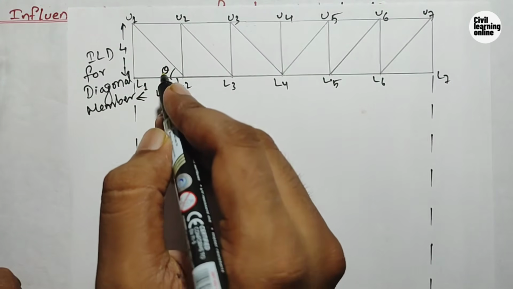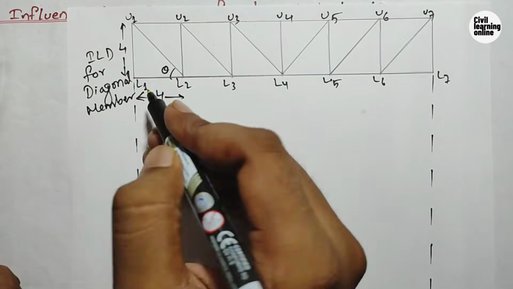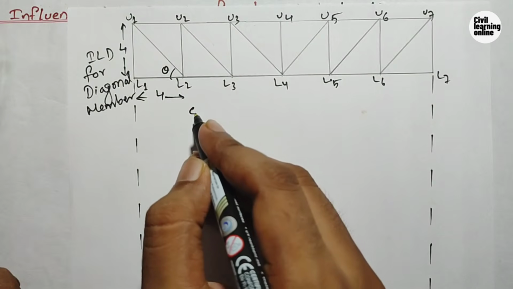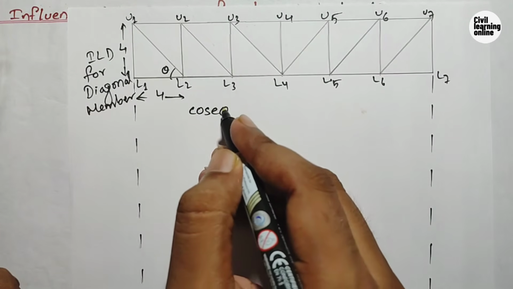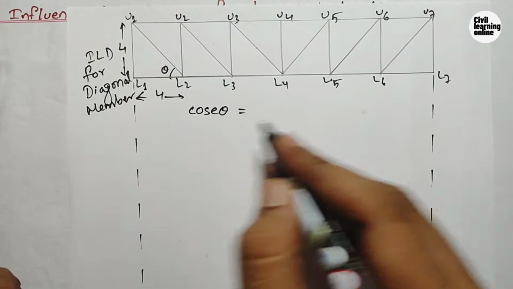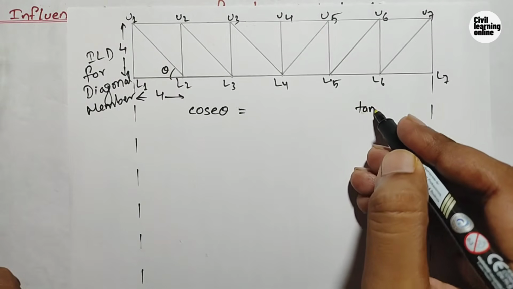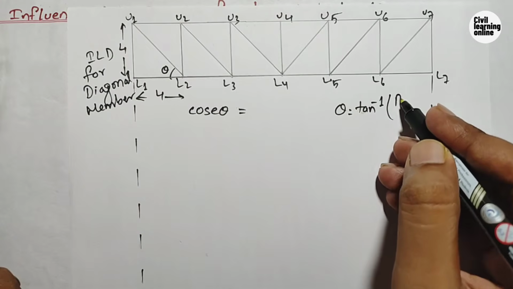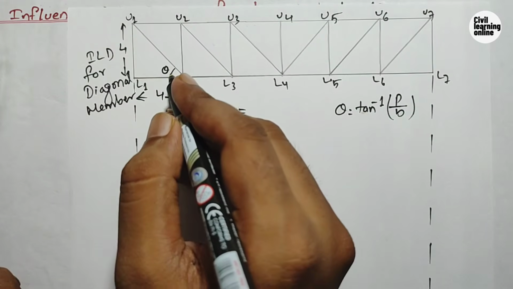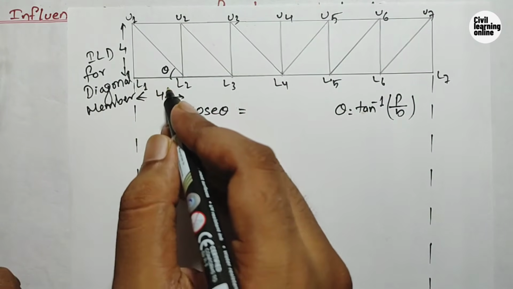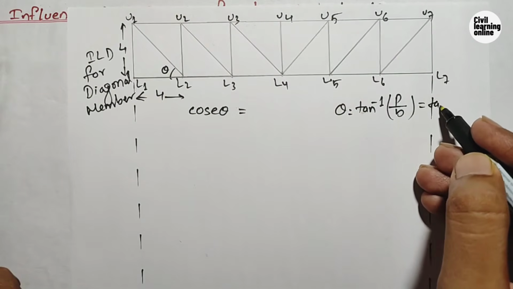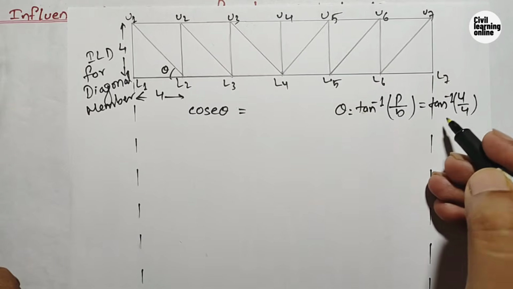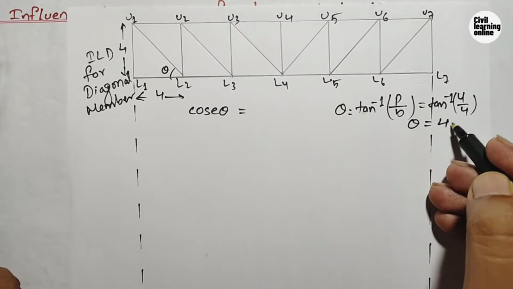If we use the relation tan theta equals P by B, we can easily calculate the value of theta. Now we need to calculate the value of cosec theta here. Let me show you the full step here. We can use theta equals tan inverse P by B, and this is the reference angle, so P is 4 meter and B is also 4 meter. So tan inverse 4 by 4 means tan inverse 1, so theta will be equal to 45 degree.